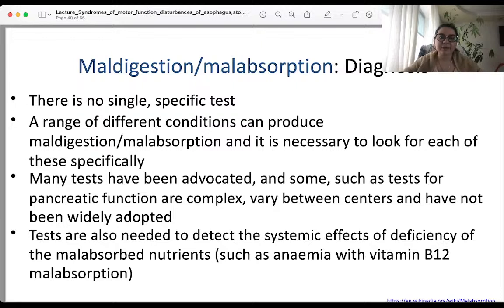Many tests have been advocated, and some, such as tests for pancreatic function, are complex, vary between centers, and have not been widely adopted. Tests are also needed to detect the systemic effects of deficiency of the malabsorbed nutrients, such as anemia with vitamin B12 malabsorption.